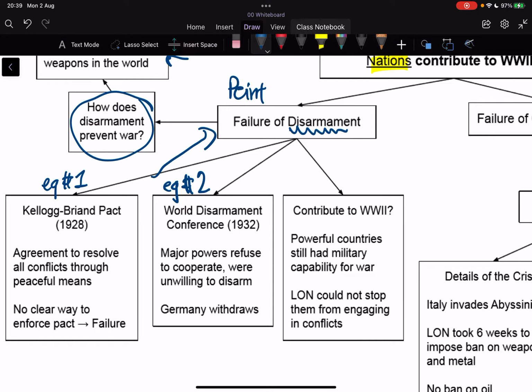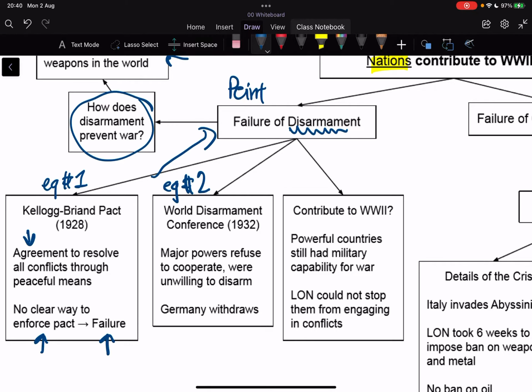For example, the Kellogg-Briand Pact, what was this pact about? It was an agreement between countries of all the world to resolve conflicts through peaceful means. I mean, this sounds very nice in principle, right? Like, okay, let's talk it out, let's negotiate. But the problem is, there's no way to enforce this pact, right? What are you going to do when people actually end up fighting? And because there's no clear way to enforce this pact, it ultimately ended up in a failure.